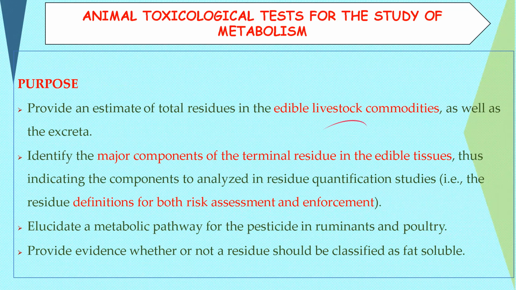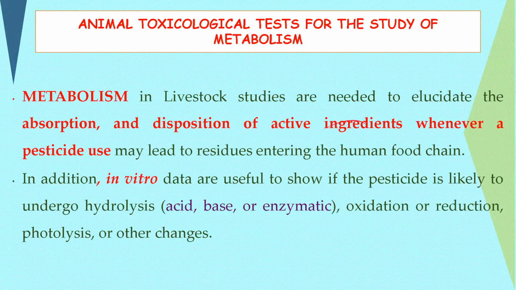And to elucidate a metabolic pathway for the pesticide in ruminants and also in poultry, and then provide evidence whether or not a residue should be classified as fat soluble, because fat soluble materials or any other drugs will follow a different type of metabolism. And the metabolism in livestock studies are needed to elucidate the absorption and disposition of active ingredients wherever a pesticide use may lead to residues entering the human food chain. Once again, it will enter the human food chain.